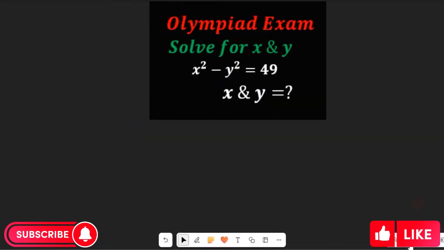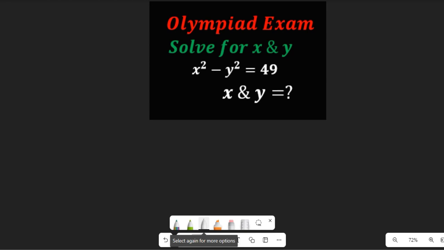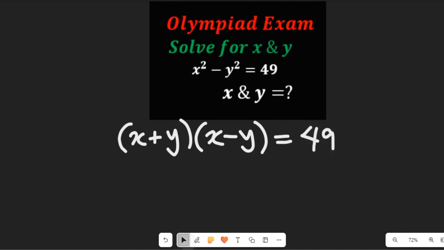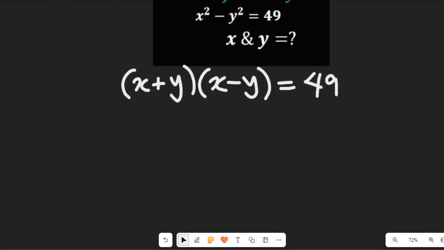Now, if you are given this question, how do you go about solving this? Remember, we have x squared minus y squared. That is a difference of two squares. So we are going to have x plus y, and then we'll have our x minus y, and this will be equal to 49. Since we have a difference of two squares, we can simply simplify this.